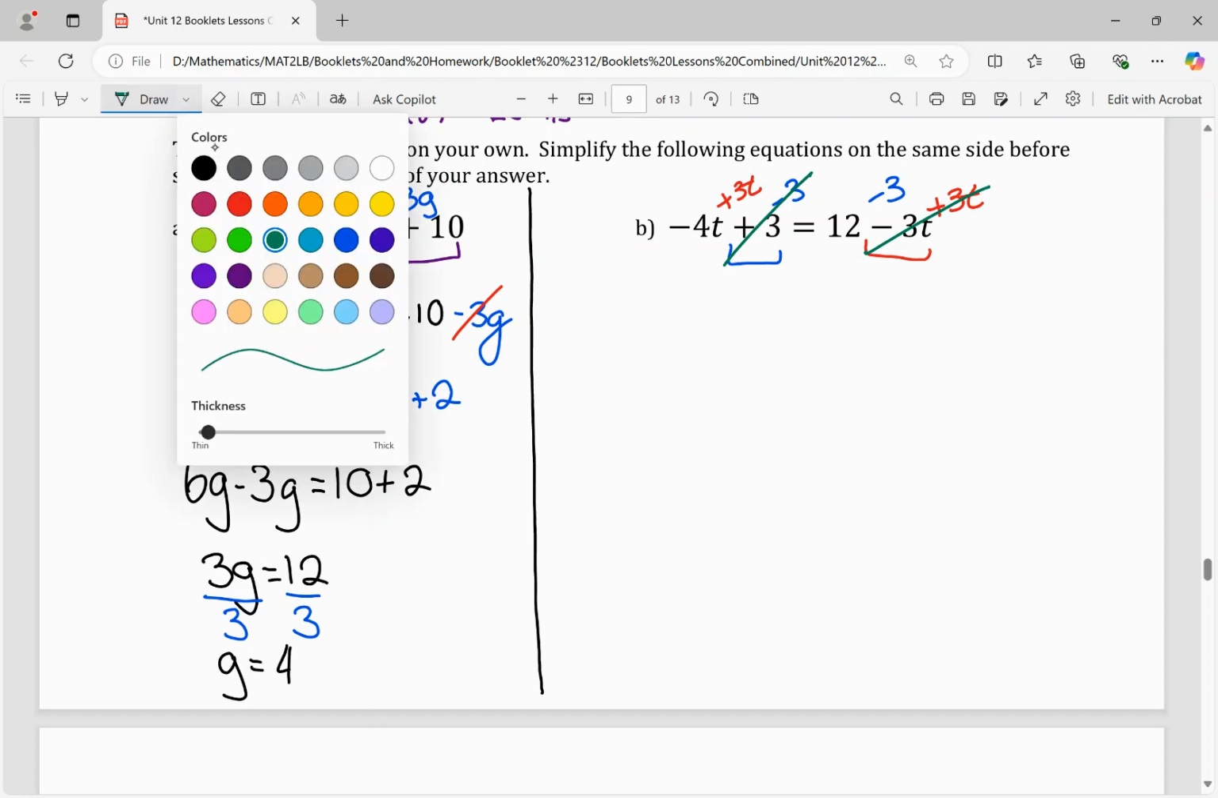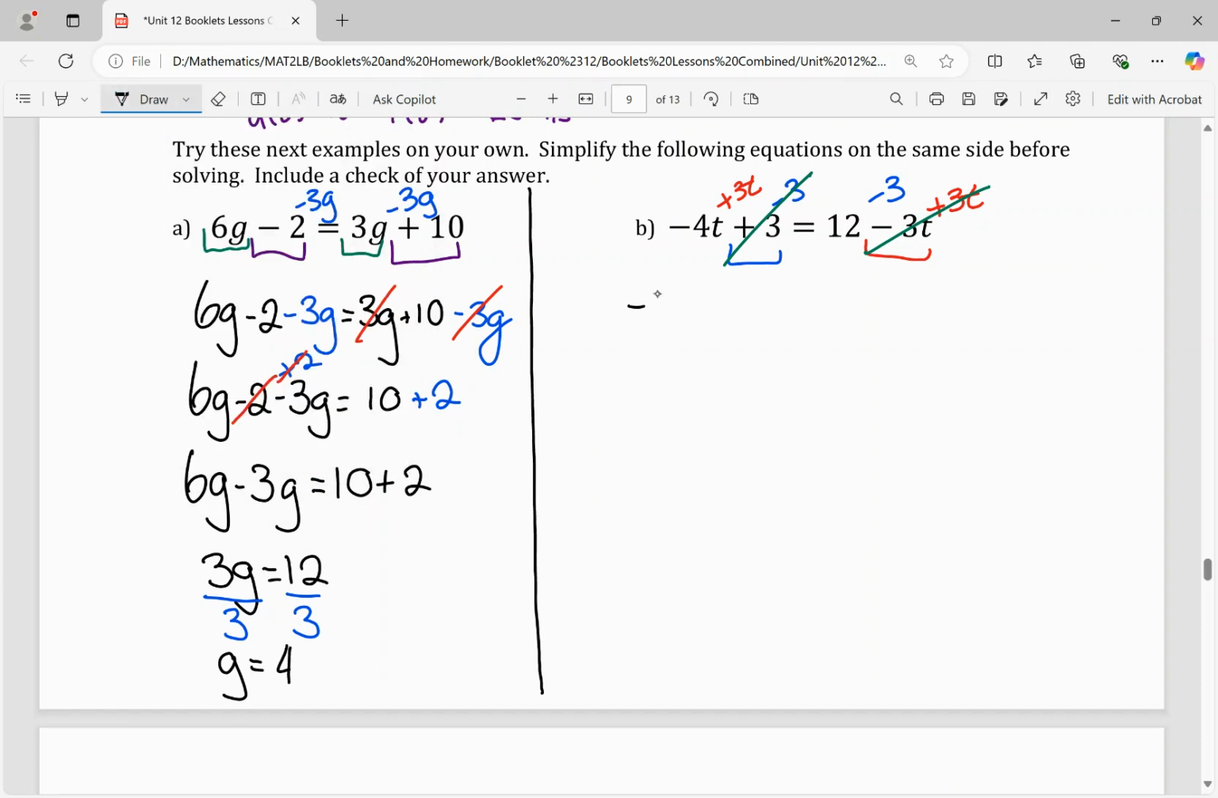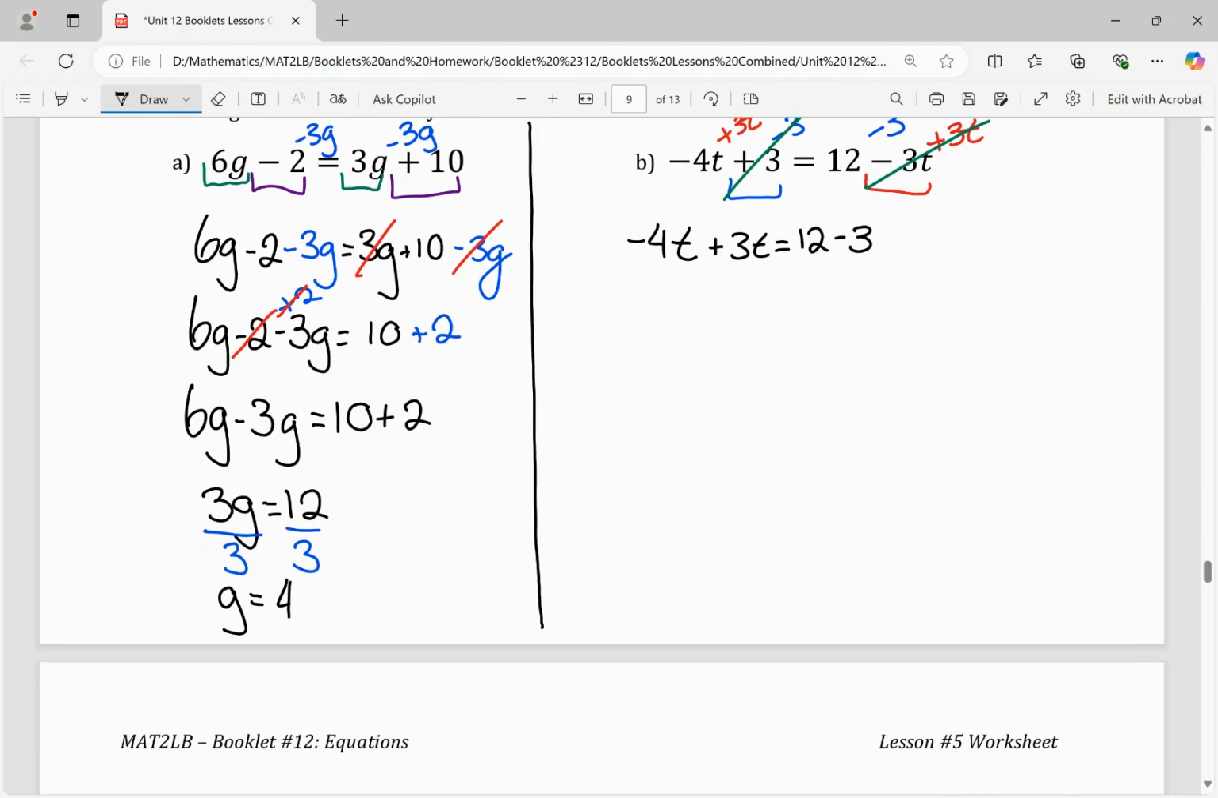So what I'm left with is negative 4t, and then we have the plus 3t on the left that came here, is equal to 12, and then we have the minus 3 that is now on the right. Again, if doing all of that in one step is a lot, then take multiple steps like we did on the left. But if you're comfortable, you can do that all in one step.